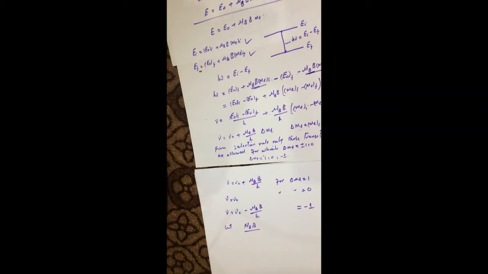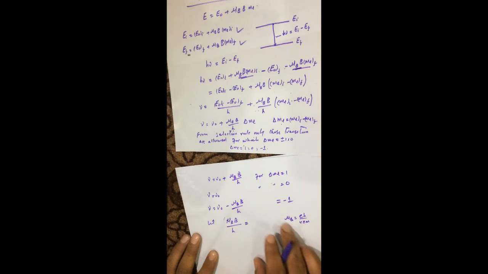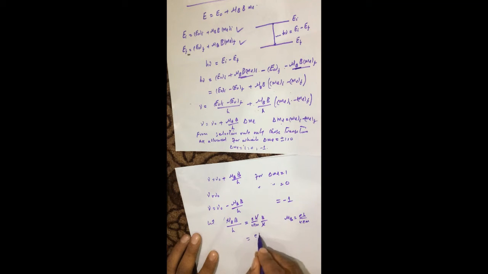So yes, it's okay. Mu B over h is equal to, we have mu B value, mu B is eh over 4 pi m. This is the Bohr magneton. So if I put this value here, we have mu B over h equal to eh over 4 pi m into B over h. The h cancels, so this is equal to eB over 4 pi m.